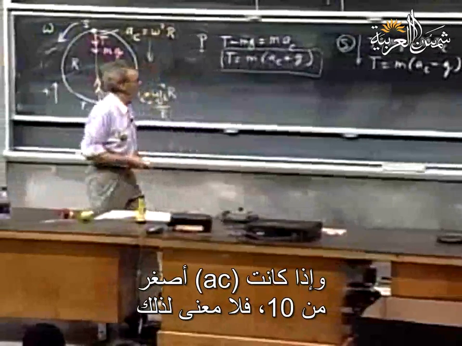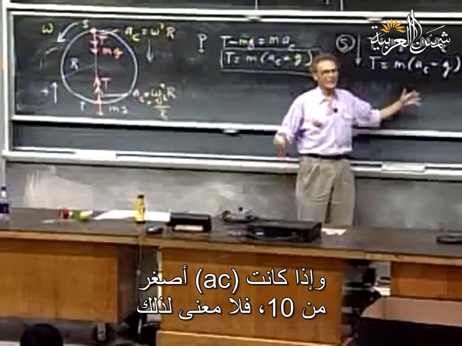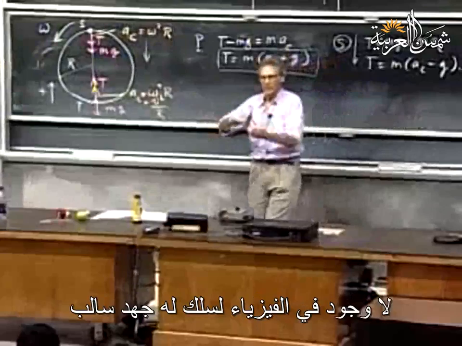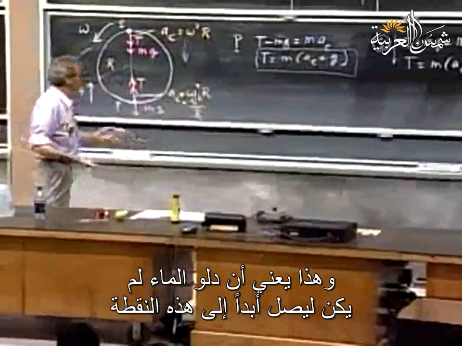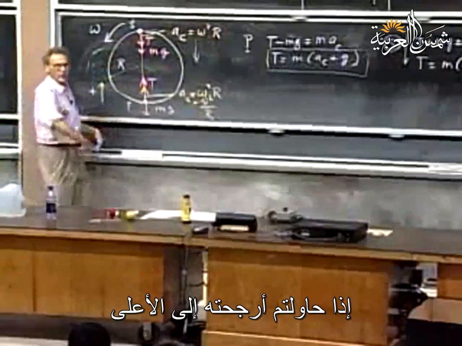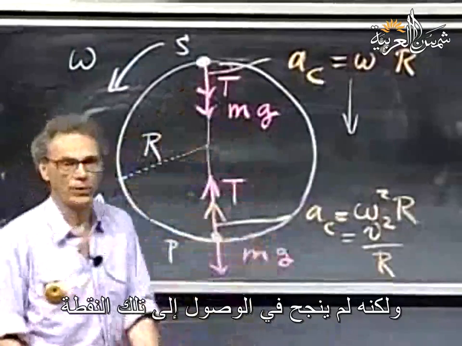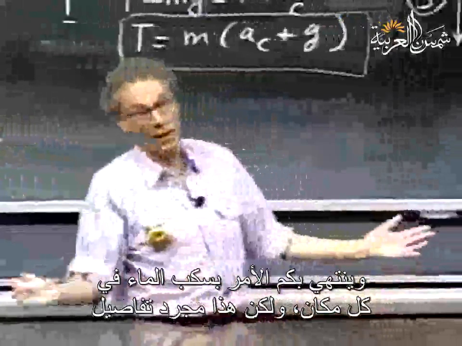If A of C is smaller than 10, that's meaningless. The tension can never be negative. A string with negative tension has no physical meaning. What it means is that the bucket of water would never have made it to this point. If you try to swing it up, as someone tried in the second lecture, but didn't make it to that point, the bucket of water will just fall. And you end up with a mess, but that's a detail.